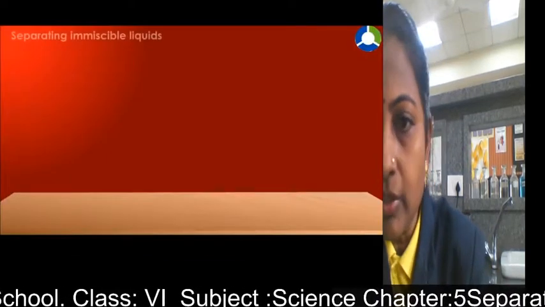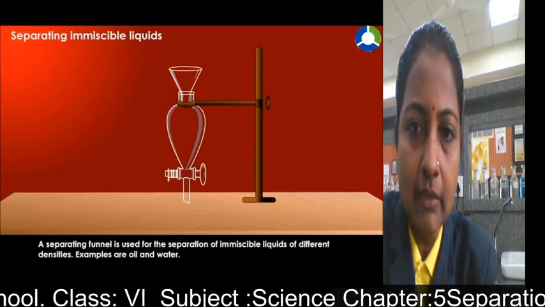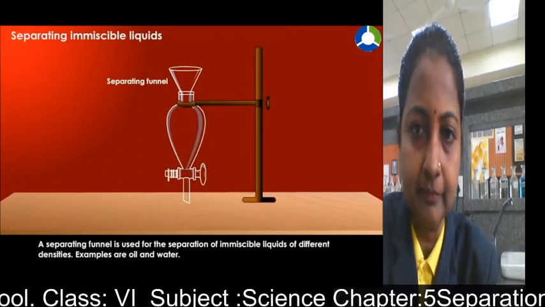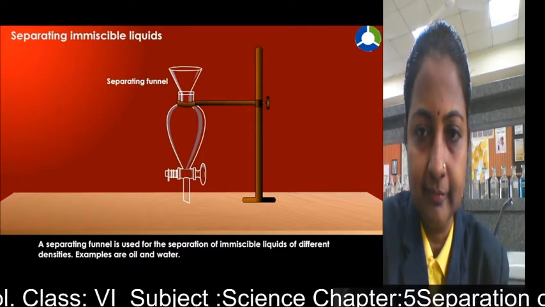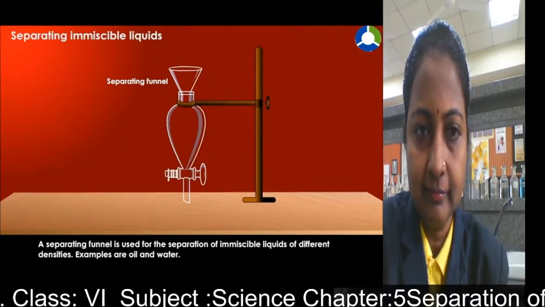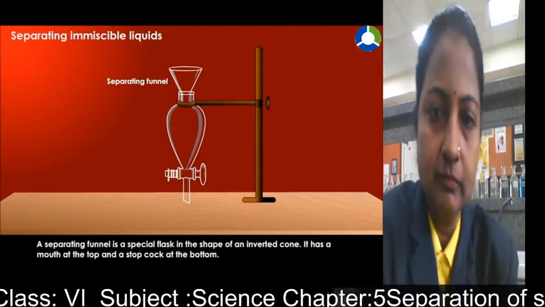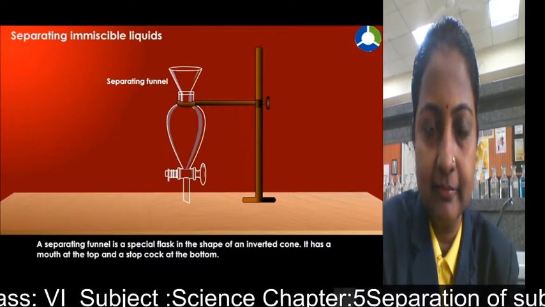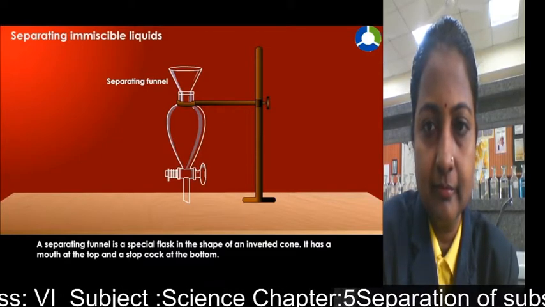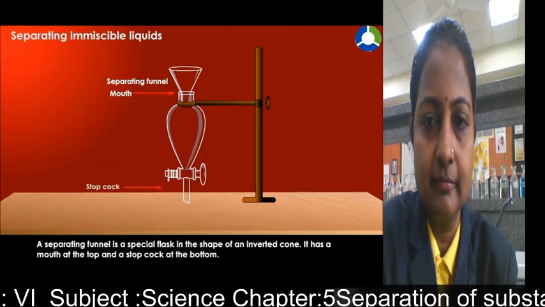Now we shall watch one video related to separation of immiscible liquids with the help of a separating funnel. Used for the separation of immiscible liquids of different densities. Examples are oil and water. A separating funnel is a special flask in the shape of an inverted cone. It has a mouth at the top and a stopcock at the bottom.